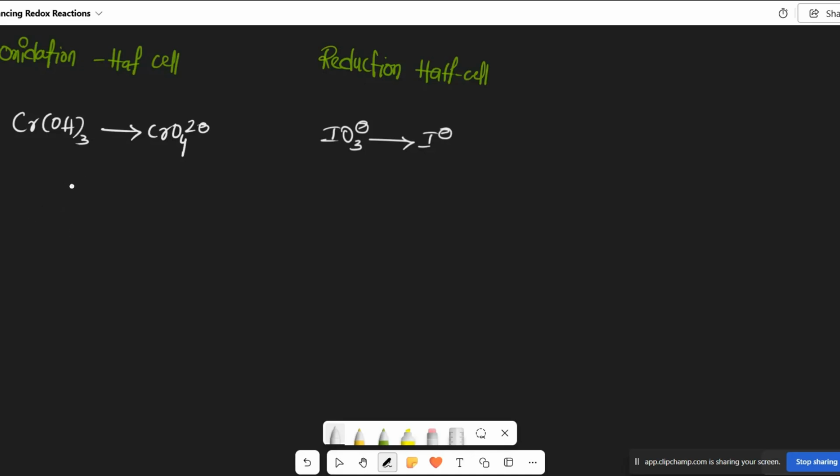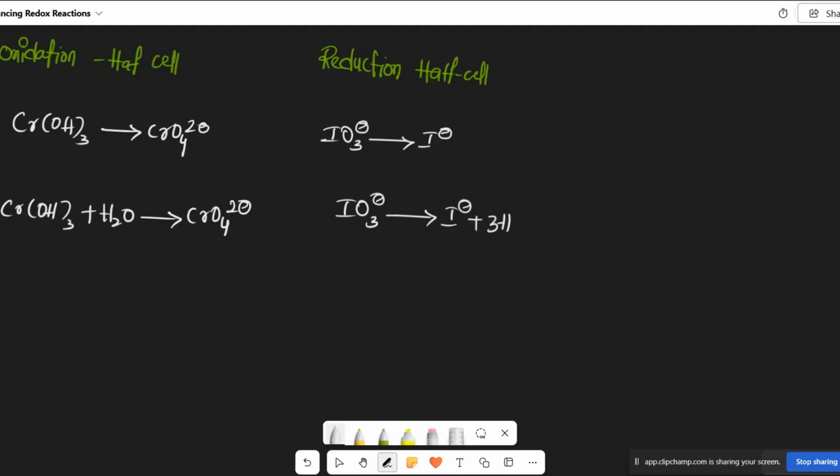Next, you need to balance oxygens by adding water molecules. There are 3 oxygens on one side and 4 on the other, so you add one water molecule: Cr(OH)3 plus H2O gives CrO4 2 negative. Here also, I negative and I are equal, 1 and 1, so you need to balance oxygens. There are 3 oxygens, so you add 3 water molecules: IO3 negative gives I negative plus 3H2O.